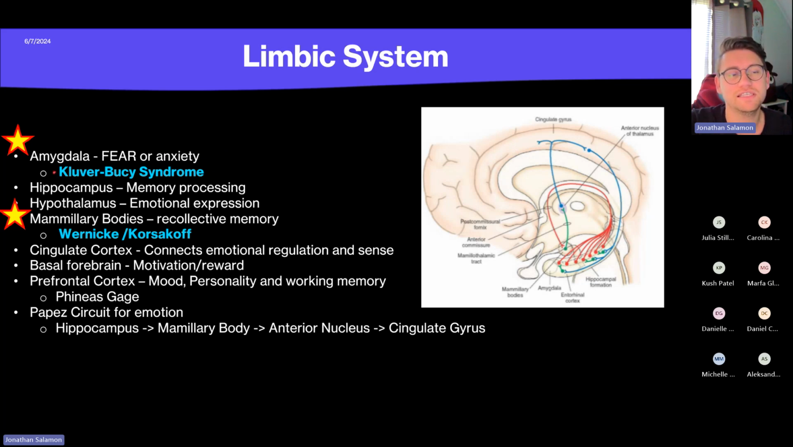Kluver-Bucy syndrome, I've definitely seen this asked about, right? This is like you have no inhibitions. You're being hypersexual for no reason. Damage to the amygdala. And then you have the Papez circuit for emotion, right?